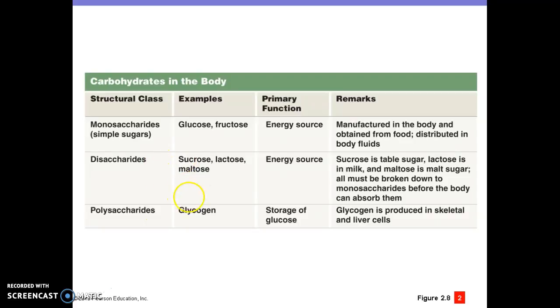Sucrose is table sugar. Lactose is milk sugar. Fructose is fruit sugar found in fruits and honey. And when you eat fructose, it's quickly converted in the body to glucose and then broken down just like glucose. Glycogen is a polysaccharide made entirely of glucose.